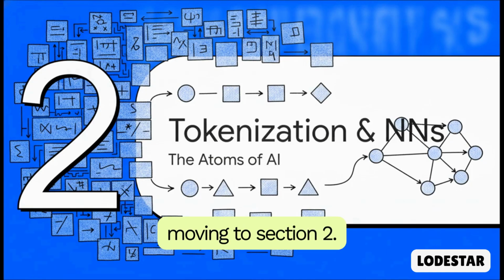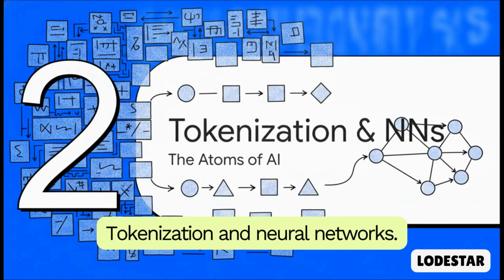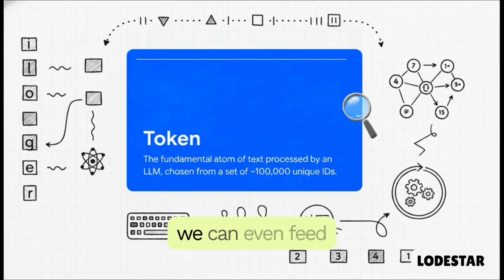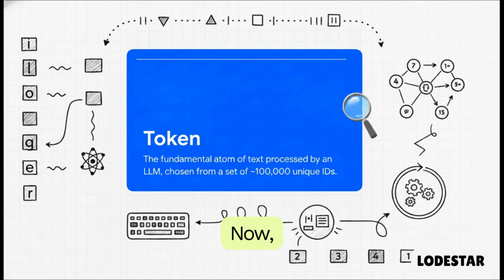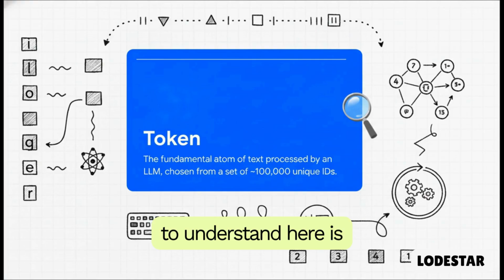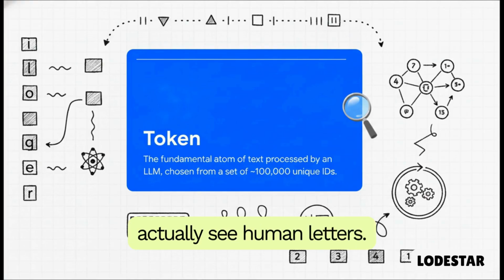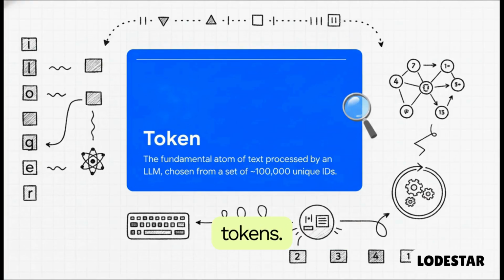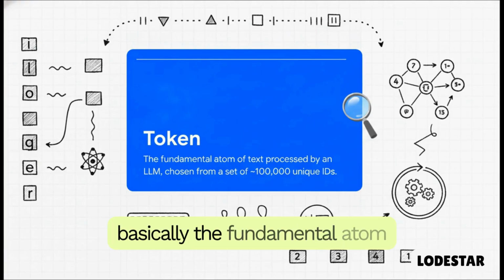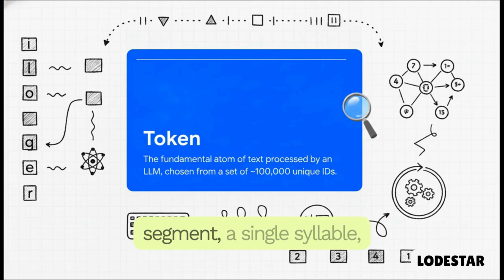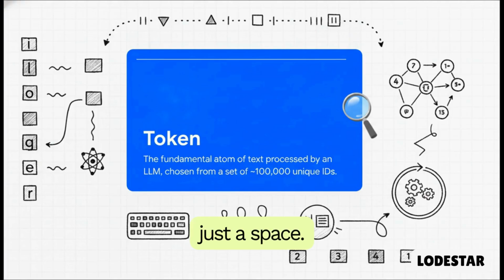Okay, moving to section 2, tokenization and neural networks, the atoms of AI. Before we can even feed that giant tapestry of text into a neural network, we've got to chop it all down into a one-dimensional sequence. Now, the absolutely crucial point to understand here is that models do not actually see human letters. They only process mathematical tokens. So a token is basically the fundamental atom of text. It could be a word fragment, a single syllable, or even just a space. Out of a set vocabulary of around 100,000 unique IDs, when you type "Hello World," the model literally just sees a specific sequence of numbers.